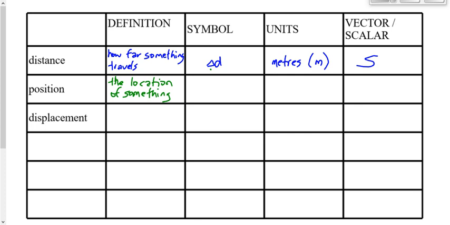Therefore, position is a vector. The symbol for position, by the way, is a D. You ever seen this symbol with a little half arrow over top of it? Did you guys use that in Science 10? The half arrow reminds us that it's a vector. The units would be the same as distance, meters. At least that's the typical units. We could sometimes use other units as well, but the standard units are meters.